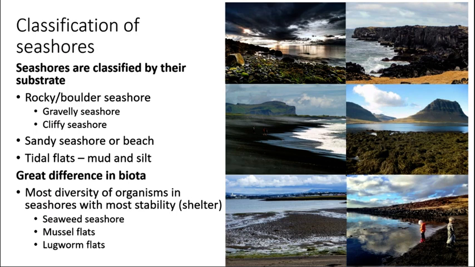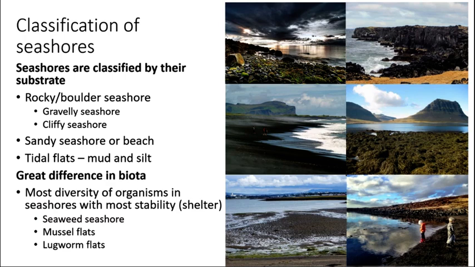Where you have cliffy seashores with pretty large boulders, you often have more diversity of life that can grow in such habitats. Other types of seashores would be sandy seashores or beaches, and then tidal flats, which are characterized by mud and silt. Between those different substrates, there is a great difference in the biota that can actually thrive there.